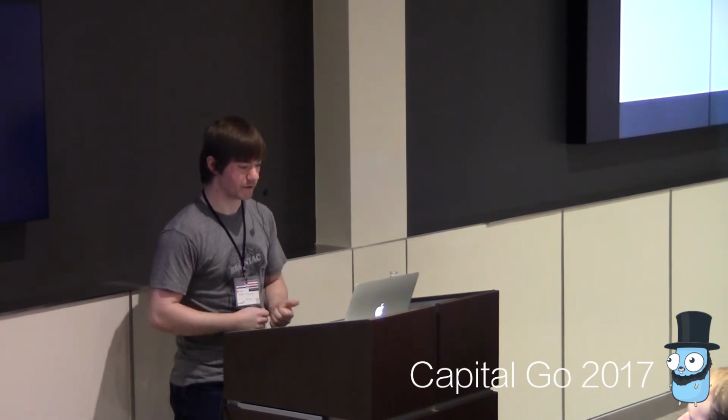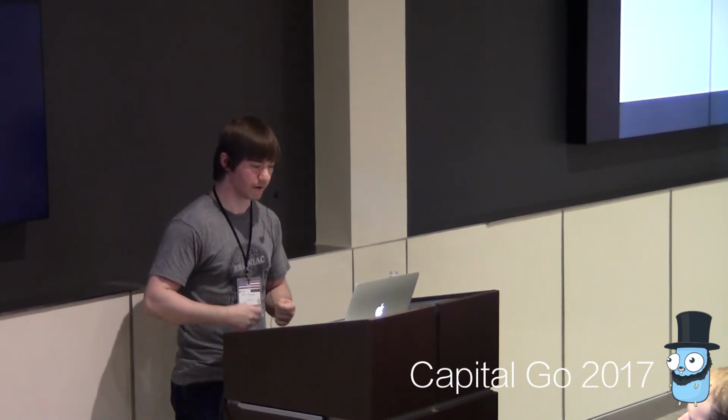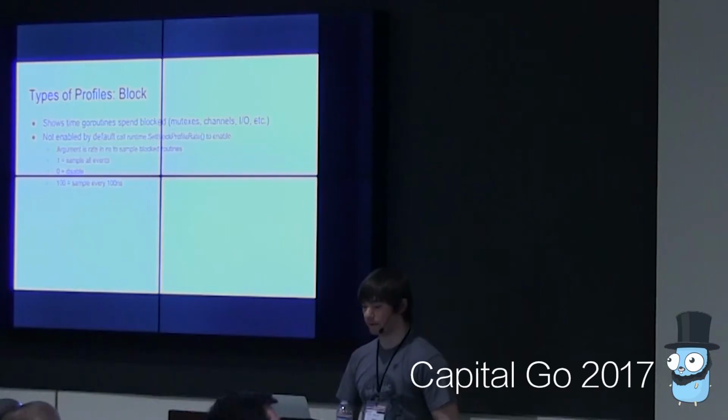So in order to turn it on, you need to call runtime.SetBlockProfileRate to enable it. And the argument is just a rate in nanoseconds to sample blocking events. 1 is sample everything. Otherwise, you specify just whatever rate you want. So for example, 100 will sample every 100 nanoseconds. I think that's what CPU profiling defaults to.